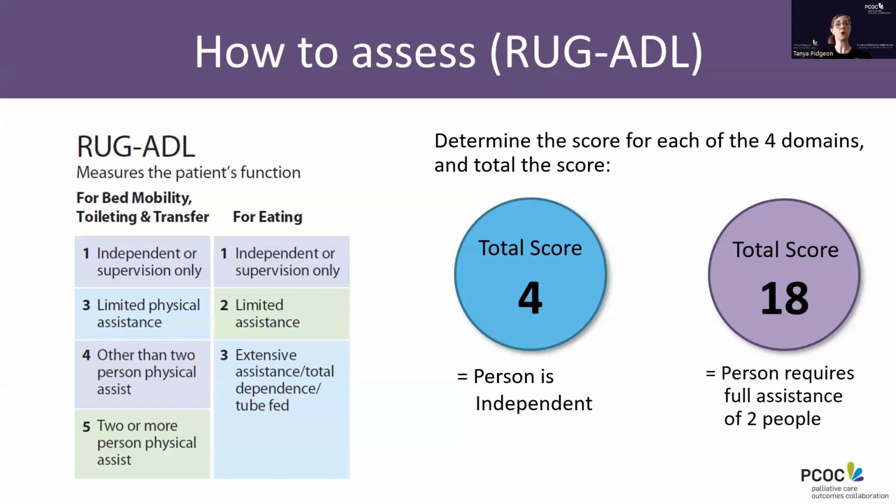A total score is then calculated, which gives you a picture of the overall functional status and dependency. When communicating with other colleagues, the total score is communicated rather than the individual score of each domain.